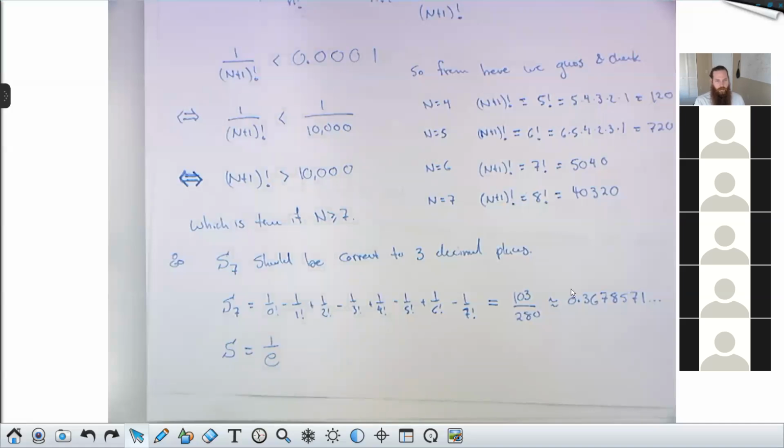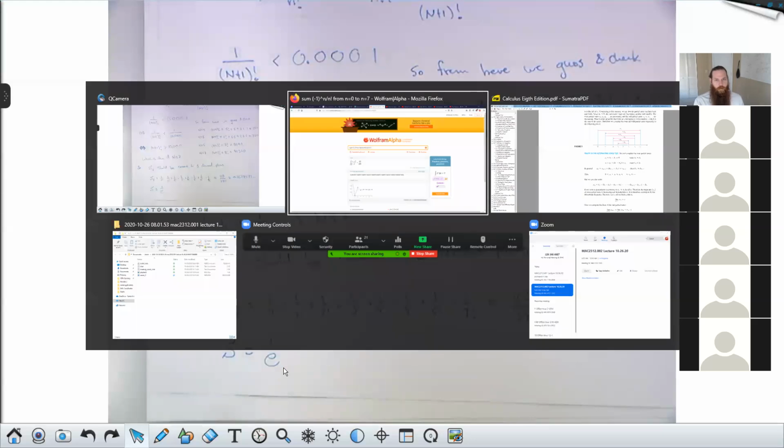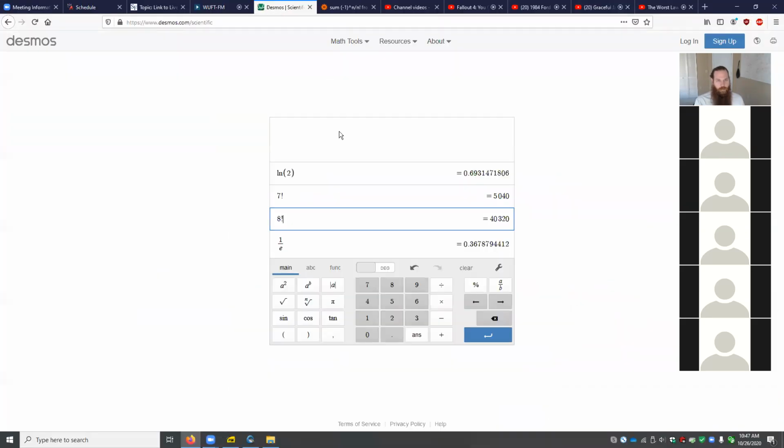Now to finish up our example here, we've got S7. S7 is 103 over 280, which has this decimal approximation. Using power series, I can prove to you in a few weeks that the actual value of this series is 1 over e. What is 1 over e as a decimal? 0.367879.